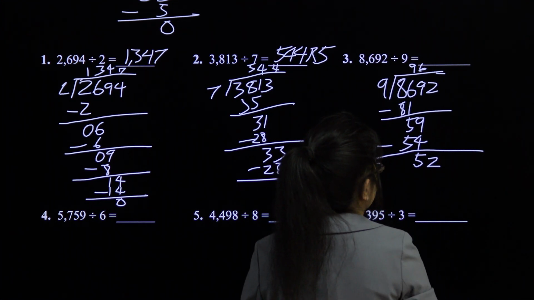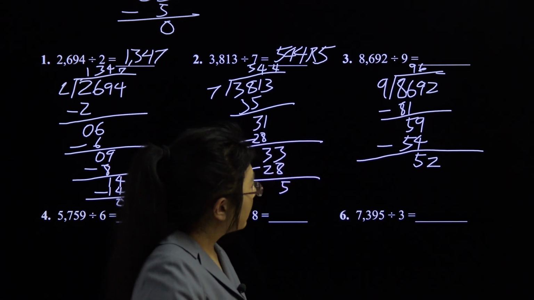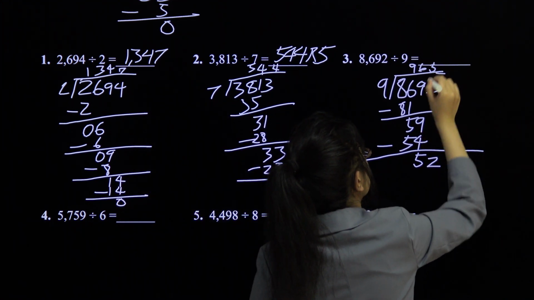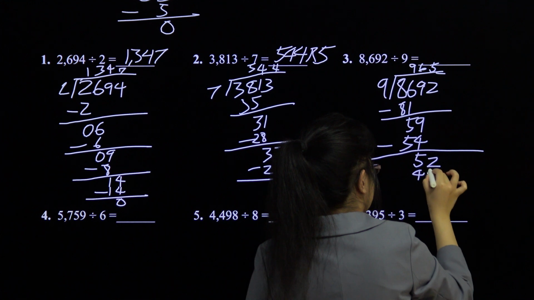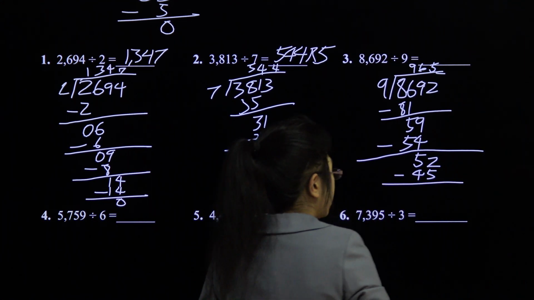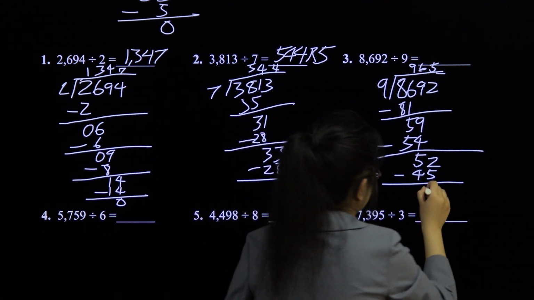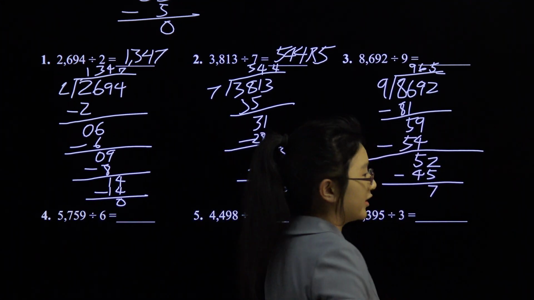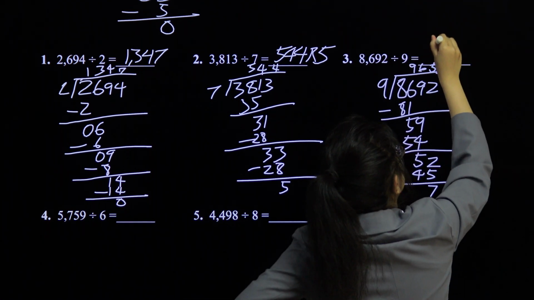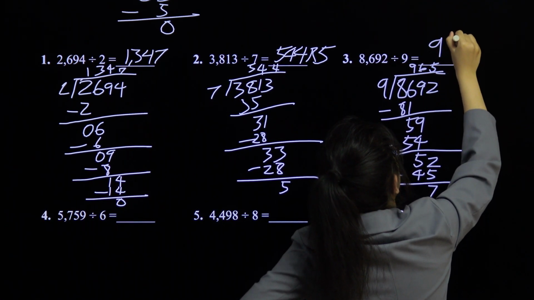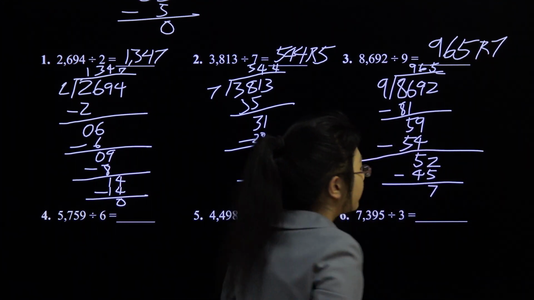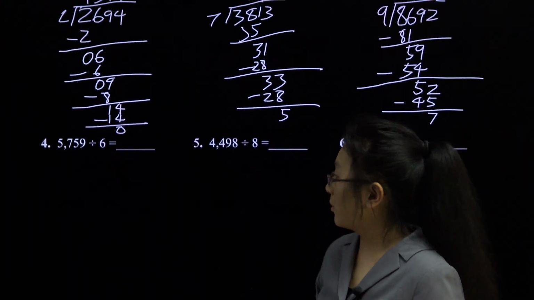And then you drag down the next number. That would result in 52, and 5 times 9 is 45. 52 minus 45 is equal to 7. And we can't really do anything more unless we want to end up with a decimal. Our solution is 965 remainder 7. We're moving on.